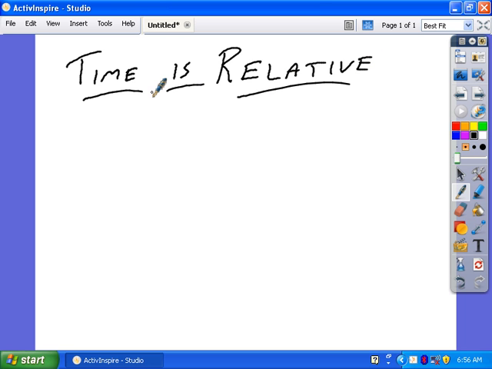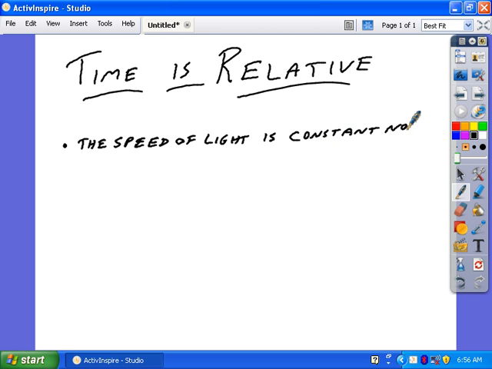Alright, now, the first thing that we got to realize here is time is relative. Now, the relativity of time comes from the fact that the speed of light is constant no matter the reference frame.